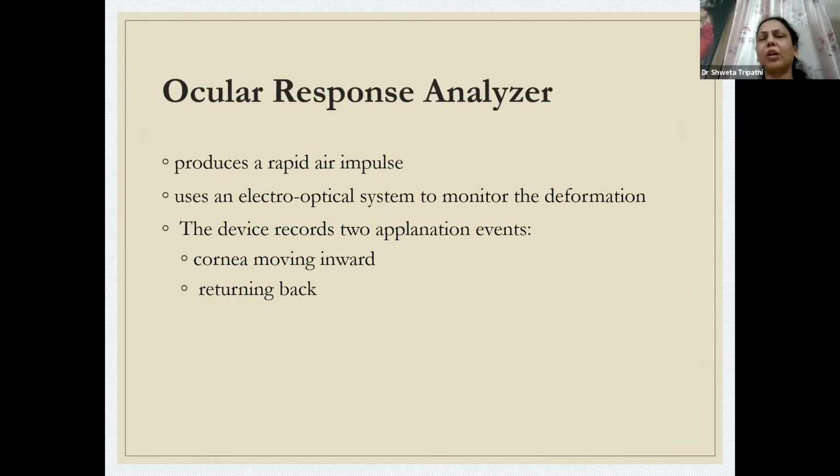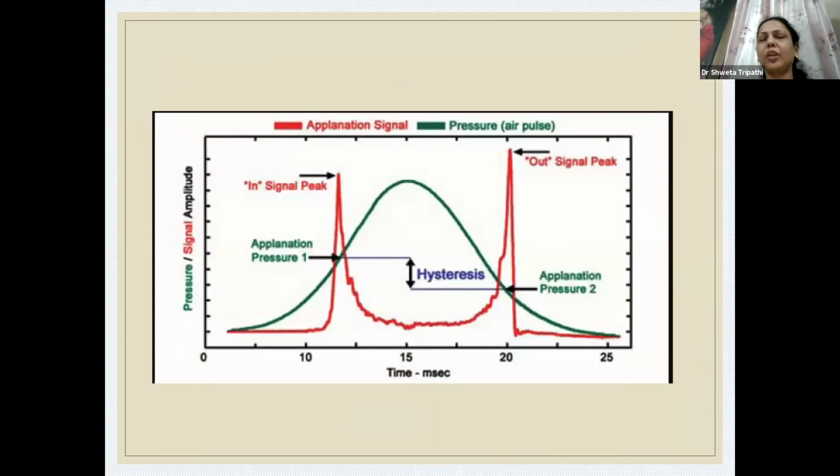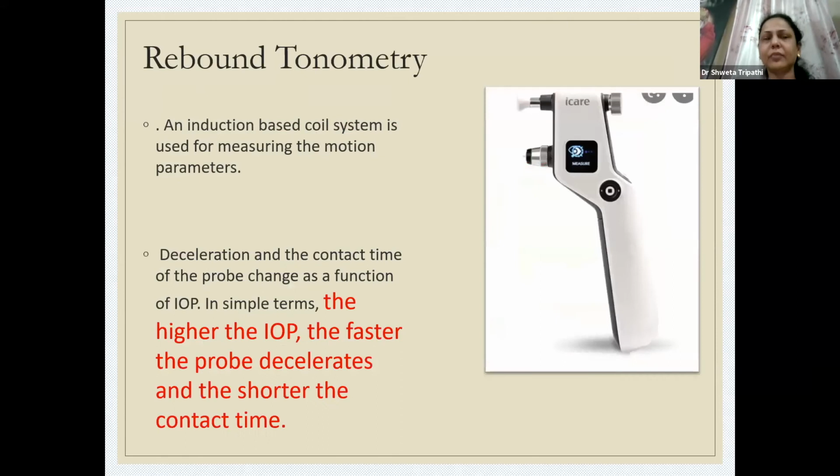Now coming to the ocular response analyzer, which records two applanation events, the cornea moving inwards and the cornea moving outwards, the average of which is the intraocular pressure, and the difference is the corneal hysteresis, though not used very much clinically.